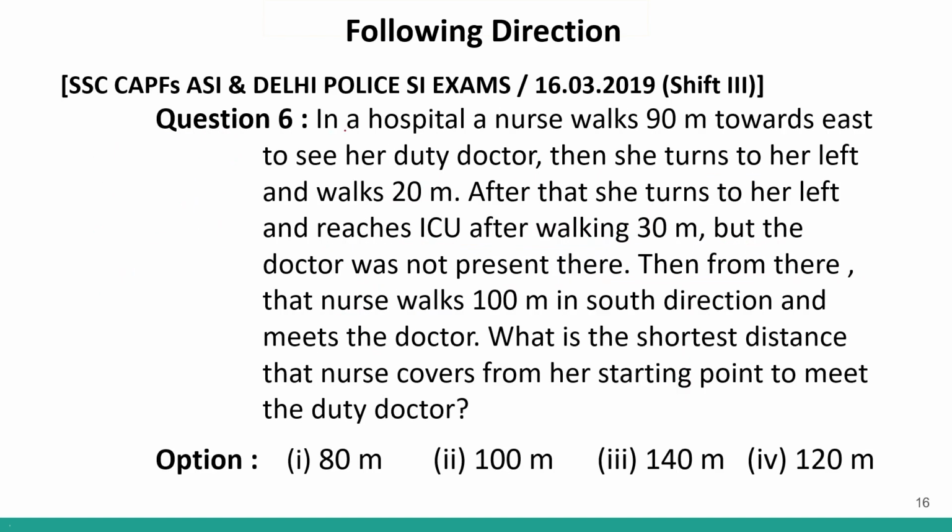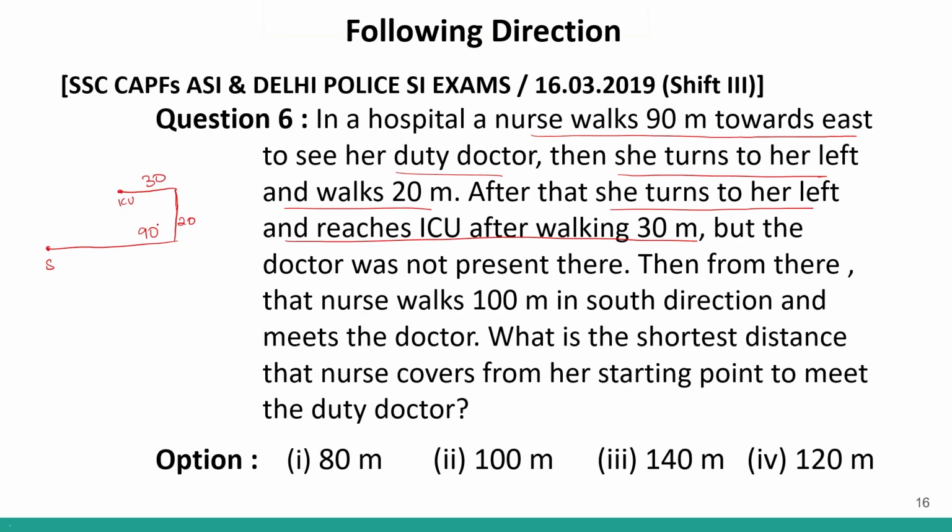Now, in a hospital, a nurse walks 90 meter towards east. So 90 meter towards east. So here, this is the starting point to see her duty doctor. And then she turns to her left and walks 20 meters. So left will be this direction and she walks for 20 meters. After that, she turns to her left and reaches ICU after walking 30 meters. So let's say this is the starting point. From here, she walks 30 meters to see the ICU. Here we have the ICU.